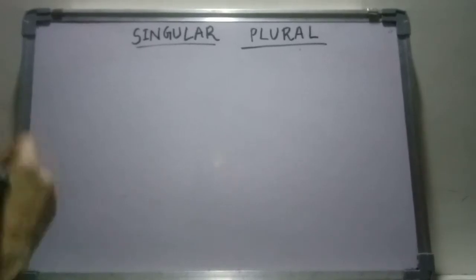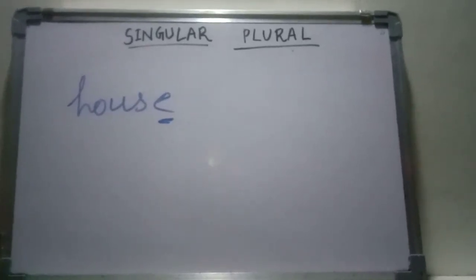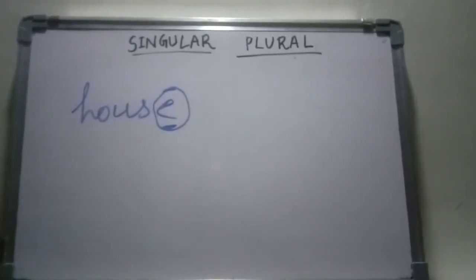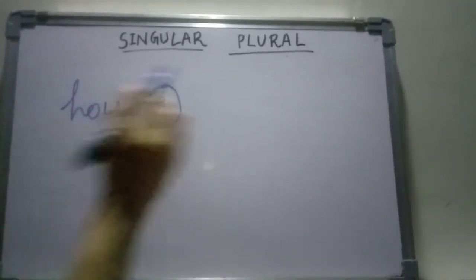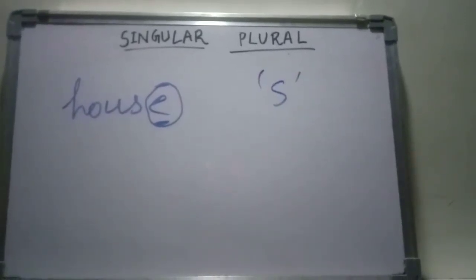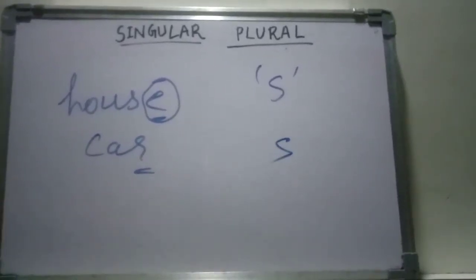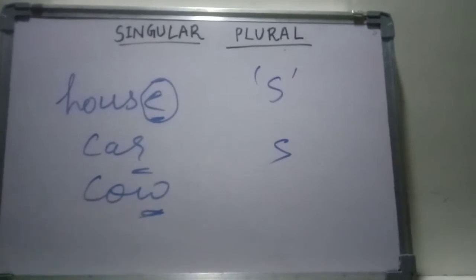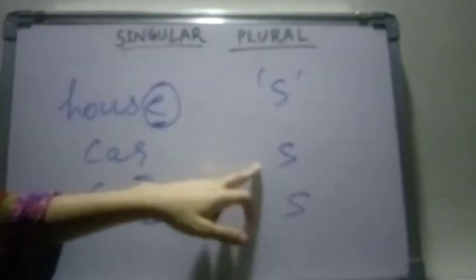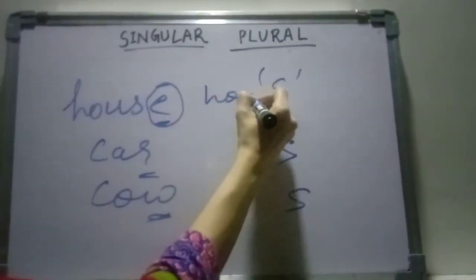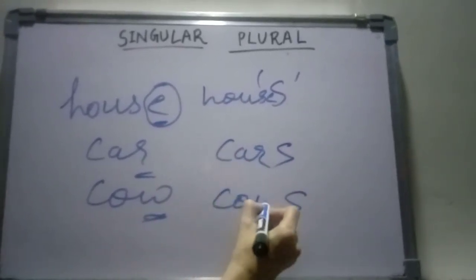Suppose I take up house. Now this is ending with E and I have not explained you anything about this. So all the rest of the words which end with different letters which are not covered in the rule, you just add S at the end. You take up car, this is ending with R, this is not covered in the rule, you add S to it. Cow, ending with W, not covered in the rule, you add S. So for all these things you have to just add S at the end. It becomes houses, this becomes cars, this becomes cows.